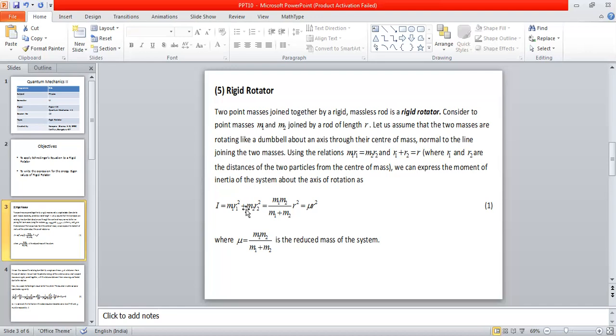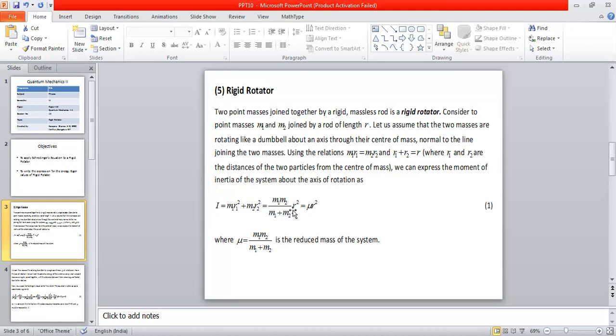If we do that little mathematics, then we can show that this equation reduces to a form equal to m1 m2 divided by m1 plus m2, times r square. Essentially, what we have done is eliminate r1 and r2. We have expressed r1 and r2 in terms of r, the total distance between the two particles, or the length of the bond, or the length of the rod present between the two point masses. So we end up with this equation: m1 m2 divided by m1 plus m2 times r square.